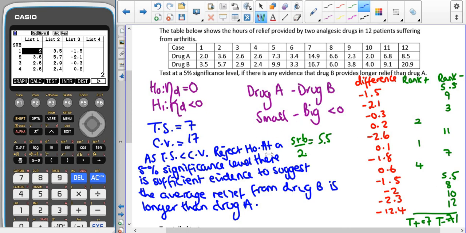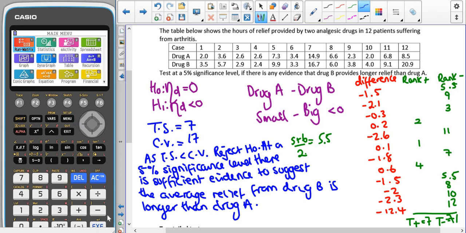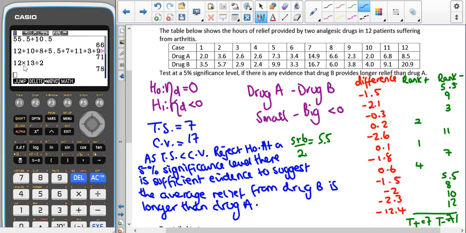And again, in the normal part of my calculator, you can see that I just double checked. What should they add up to? They should add up to 78. Yes, they do add up to 78. So then my test statistic is the smallest of those two totals, which makes my 7 the test statistic.